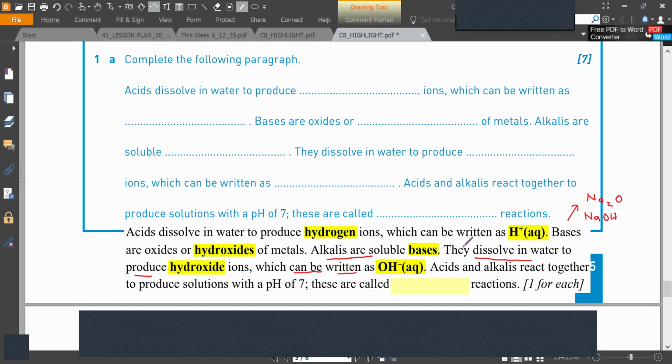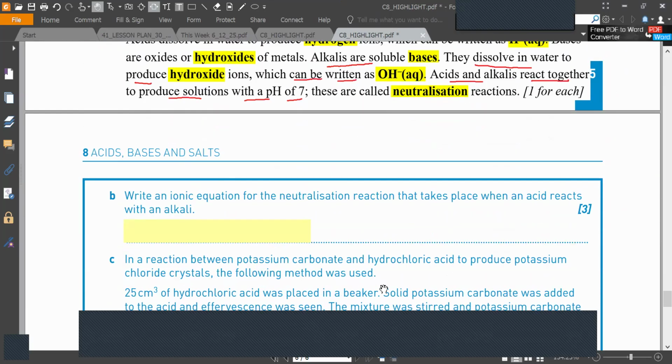Acids and alkalis react together to produce a solution with a pH of 7. So when we mix together acids and alkalis, we get pH 7. This is a neutralization reaction. Straightforward. Next.